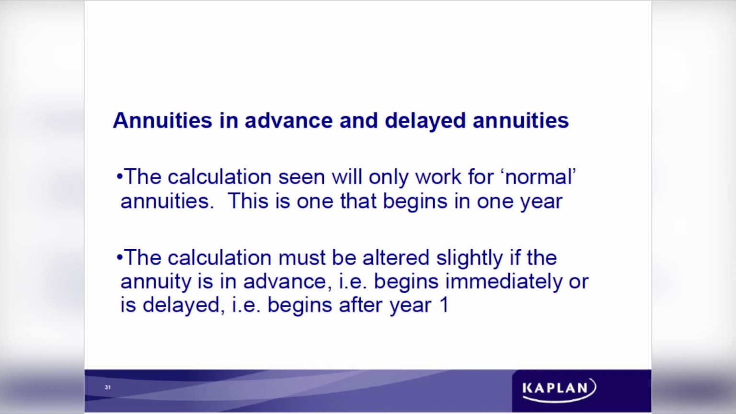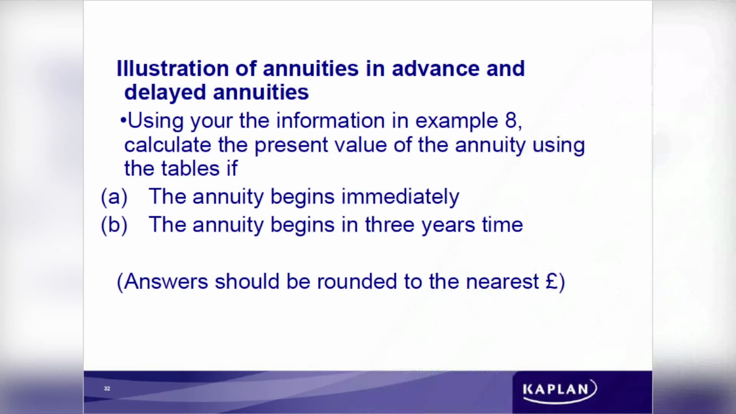How can we do that for our calculations for exam purposes? So we're going to look at this example. It says, using the information in example 8, calculate the present value of the annuity using the tables if A, the annuity begins immediately, and B, if the annuity begins in 3 years' time. So A is an advanced annuity, you get your first payment now. B is a delayed annuity, which will only start in 3 years. All answers should be rounded to the nearest pound.